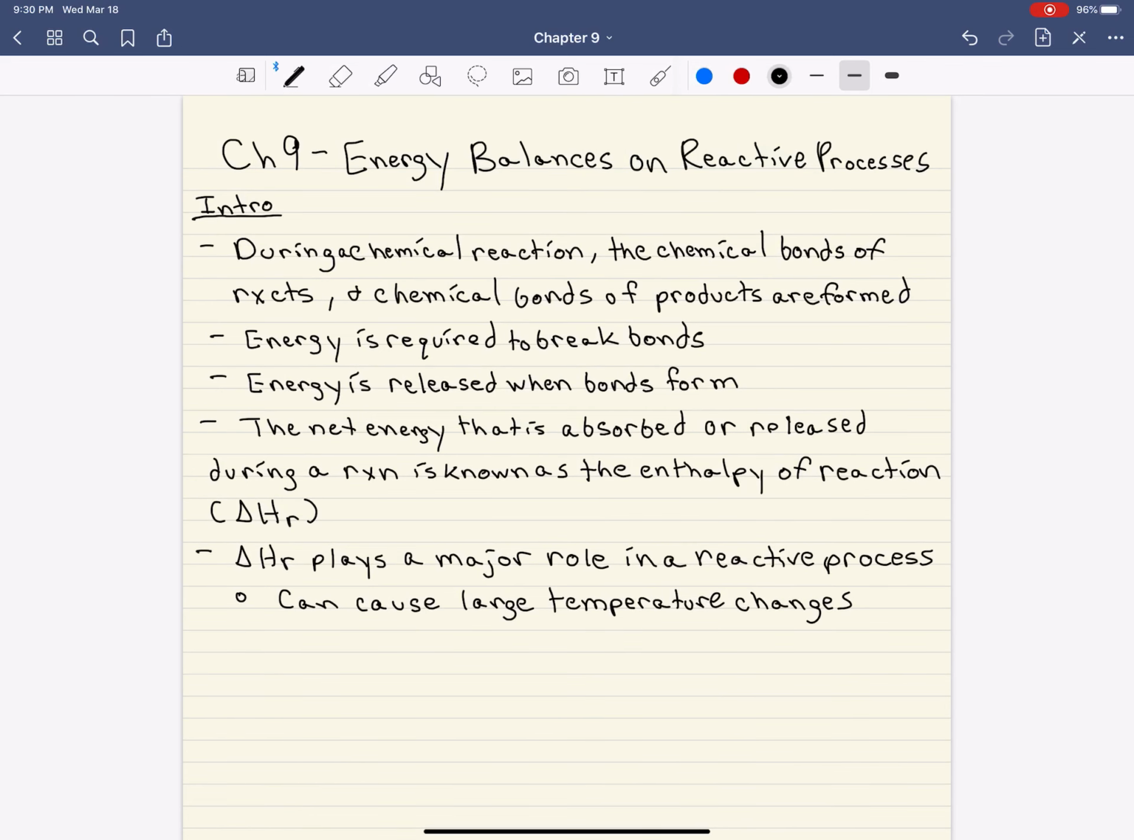What's also important about delta H of R is that if we're able to measure it, we could also use it to calculate important information about the reactants or products that are involved in the reaction. So it could tell us chemical info about the reactants and products. To show you an example of this, I want to tell you a short story.